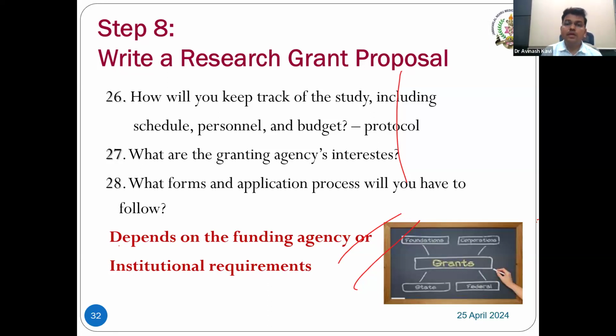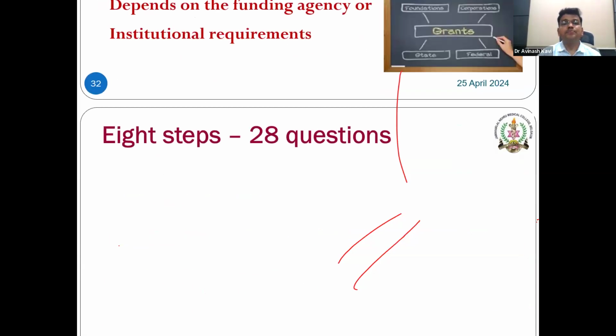In how many months we need to collect the data of the first follow-up, and the same people we have to go for second follow-up, and what are the chances of attrition? Everything has to be kept in mind whenever we are writing the grant proposal. That is what the implementation plan is. And finally, what is the granting agency's interest, and what forms and application process that we have to follow. That depends on the funding agency and the institutional requirements. Every university has its own requirements, and also the agencies.